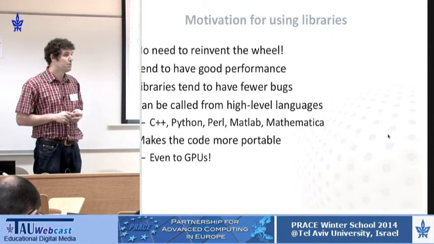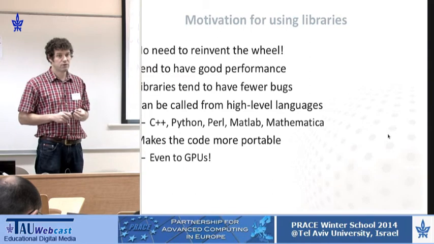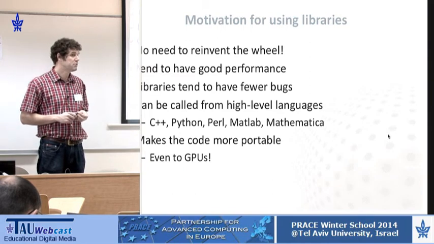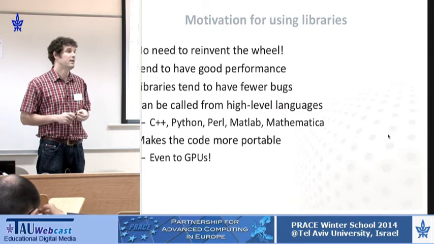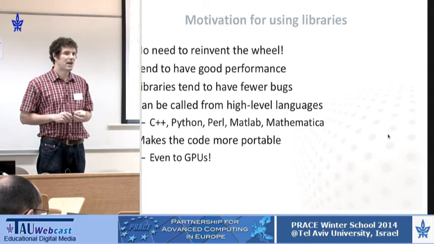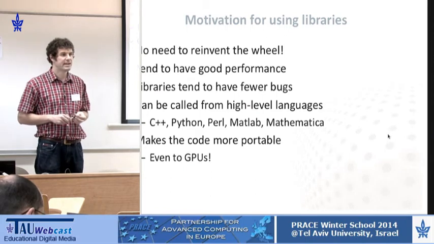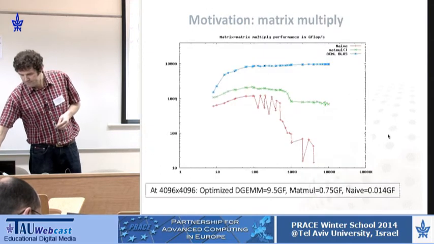It can make the code more portable. And sometimes, if you want to utilize, for example, graphics processing units, it might be enough just to use a library which is ported also to GPUs. So you don't have to do that much work to get at least some speed up on new hardware.